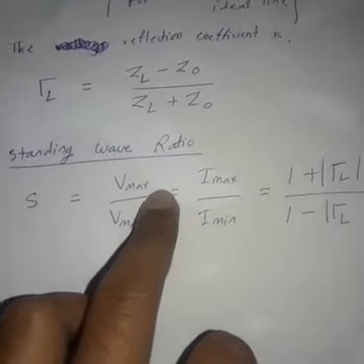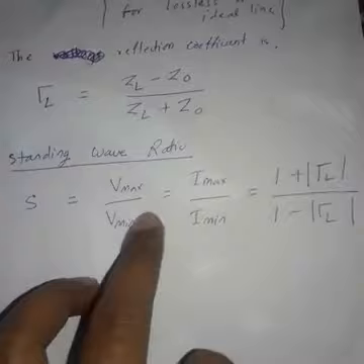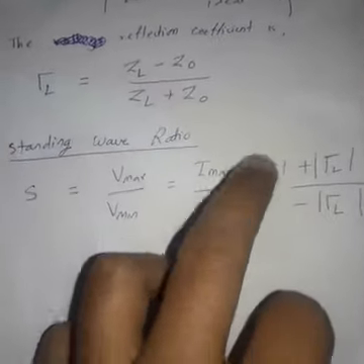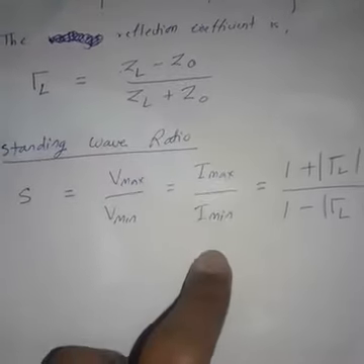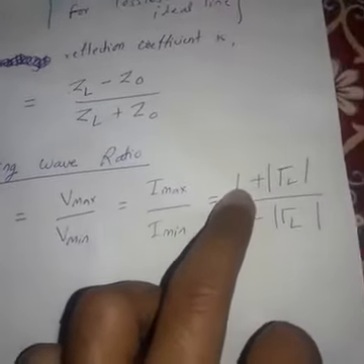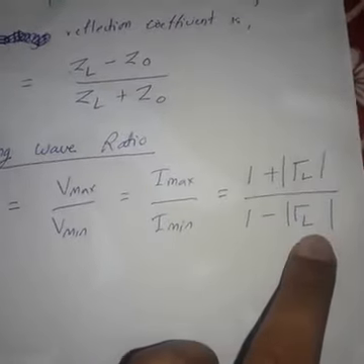Since V is equal to I into R, Vmax is equal to Imax into R and Vmin is equal to Imin into R, so the R will cancel out. So Vmax by Vmin becomes equal to Imax by Imin. This is equal to (1 plus the modulus of the reflection coefficient) divided by (1 minus the modulus of the reflection coefficient).